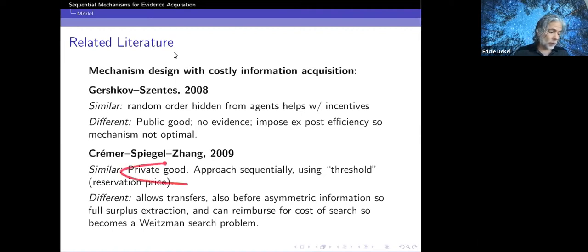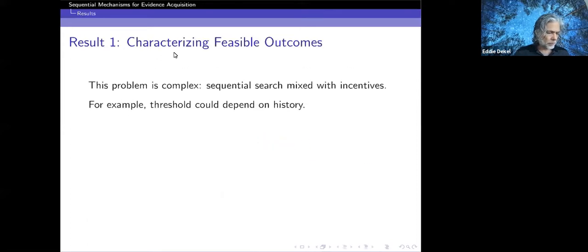But as I said, we do have the private good problem in common. We do approach sequentially. We do use a threshold. Okay. The first thing we're going to do is characterize the feasible outcomes. We're going to do that keeping in mind that this is a complicated problem.